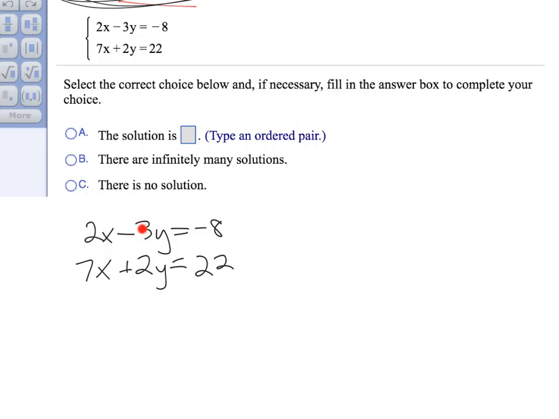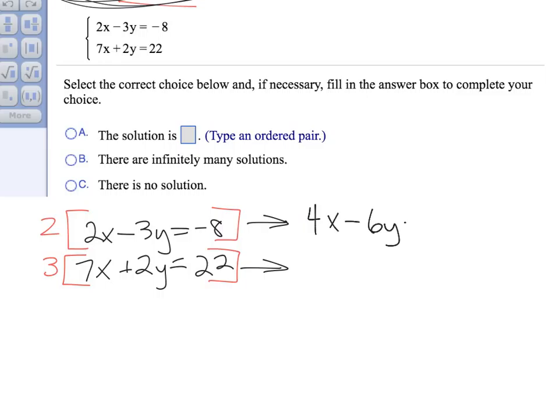I've got a 3. I'm going to multiply it by 2 because that's going to give us 6. And down here, we have the 2, but I want the 6, so I'm going to multiply it by 3, and that's also going to give us the 6. So what ends up happening is this first line becomes 4x minus 6y equals negative 16. And this second line becomes 21x plus 6y equals 66.